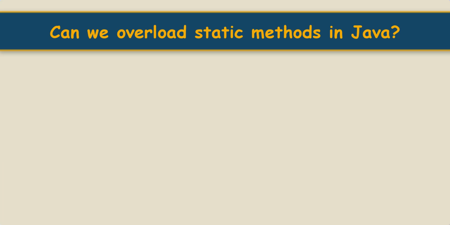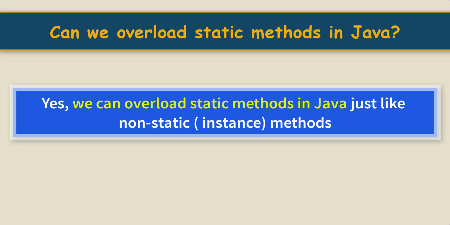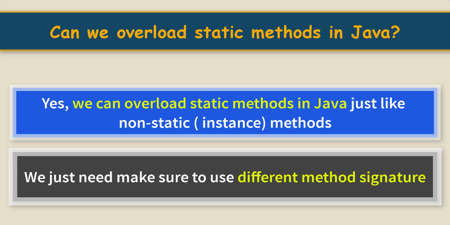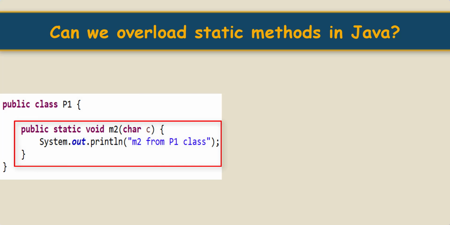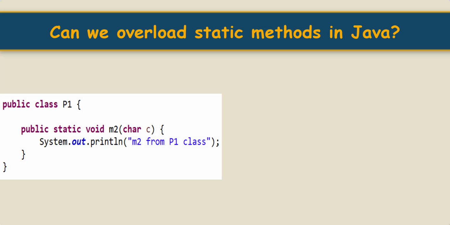So next question, can we overload static methods in Java? So yes, we can overload static methods in Java just like other normal methods. So as long as you are using a different method signature, you are able to overload static methods as well. So whether it is an instance method or a static method, you can overload them in the same class or in the subclass also. For example, in this P1 class, we have added a public static void m2 method with some argument. So I can overload this m2 method in the parent class as well as in the child class also.